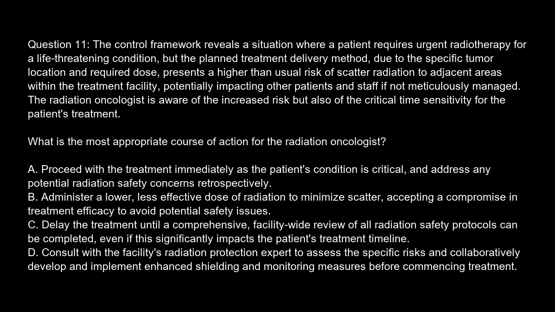Option A. Proceed with the treatment immediately as the patient's condition is critical and address any potential radiation safety concerns retrospectively. Option B. Administer a lower, less effective dose of radiation to minimize scatter, accepting a compromise in treatment efficacy to avoid potential safety issues. Option C. Delay the treatment until a comprehensive, facility-wide review of all radiation safety protocols can be completed, even if this significantly impacts the patient's treatment timeline. Option D. Consult with the facility's radiation protection expert to assess the specific risks and collaboratively develop and implement enhanced shielding and monitoring measures before commencing treatment.